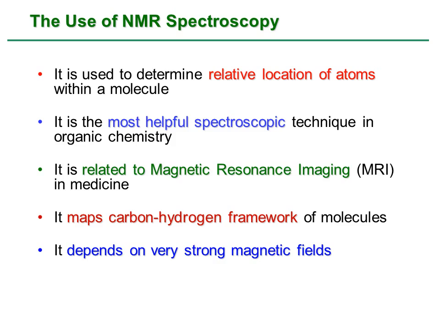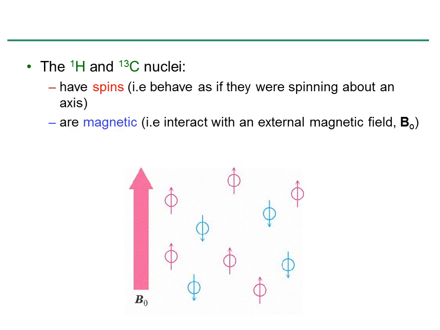It depends on a very strong magnetic field. So by NMR we can get an idea about the distribution of carbon and hydrogen in the organic compound. The H1, also called the proton, and carbon-13 nuclei have a spin. In other words, they behave as if they were spinning about an axis. This produces a magnetic field that interacts with an external magnetic field.